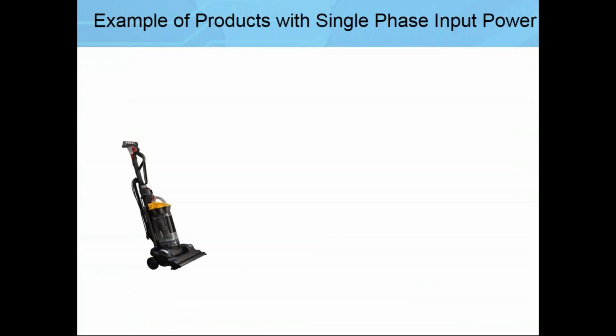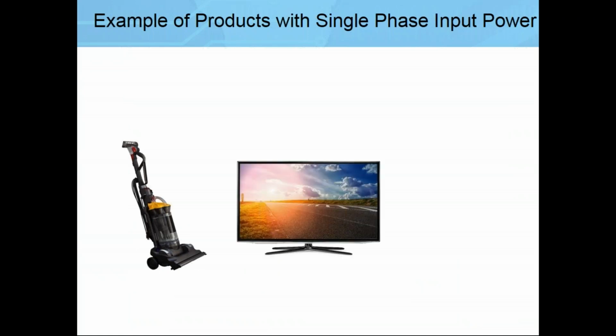As I mentioned earlier, some of the products that you may see that have single phase input requirement could be a vacuum, your TV, and also some single phase motor. Again, we're trying to power up these devices. They require line to neutral voltages of either 120 or 240 or 230 volts, and providing this voltage differential between those two pins allows these products to power on.